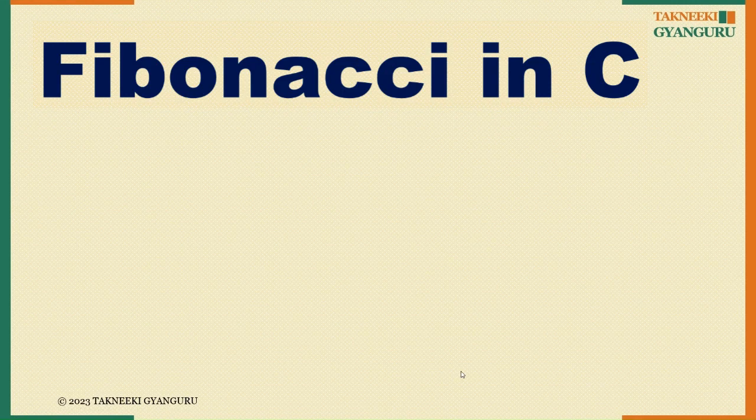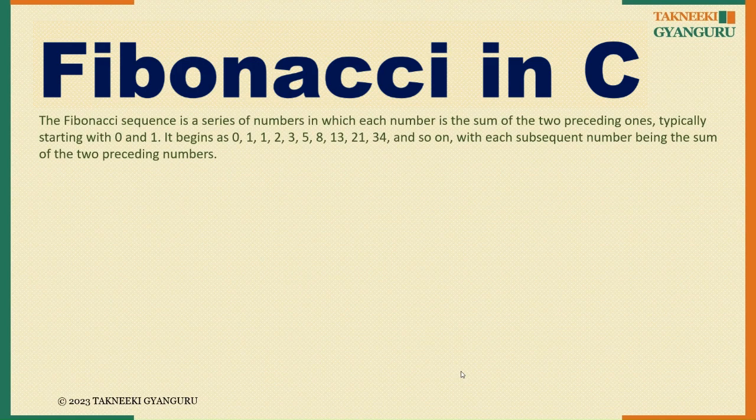Today we will discuss what is Fibonacci in C. The Fibonacci sequence is a series of numbers in which each number is the sum of the two preceding ones. Typically starting with 0 and 1, it begins as 0, 1, 1, 2, 3, 5, 8, 13, 21, 34, and so on, with each subsequent number being the sum of the two preceding numbers.